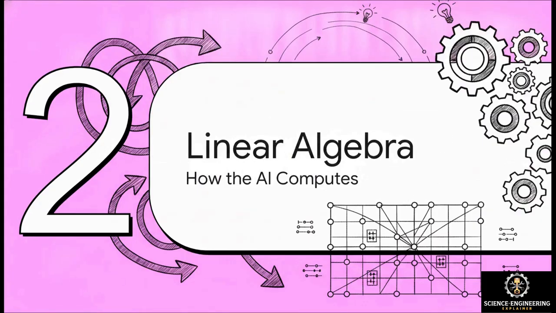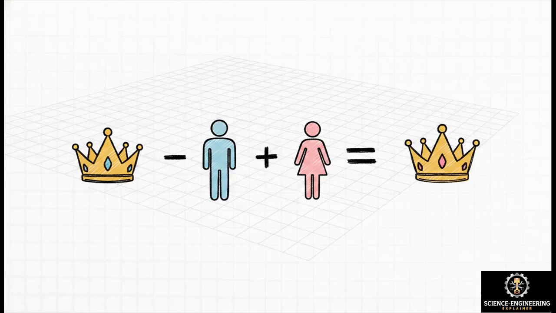Okay, moving on to tool 2, linear algebra, how the AI computes. So if probability is what the model represents, linear algebra is how it mechanically crunches those numbers. The huge takeaway here is that AI processes text using vectors, which at the end of the day are just lists of numbers. You can think of vectors as the universal currency of meaning.